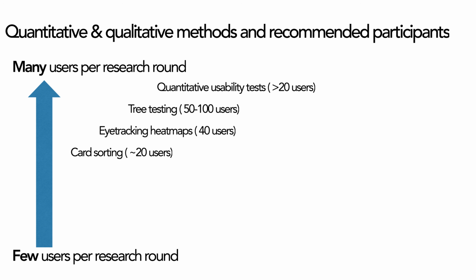We start with about 20 users for these, and the number increases depending on the desired confidence interval and statistical significance. Web analytics like A/B testing or multivariate testing, which require many more users. Surveys also require many more respondents.